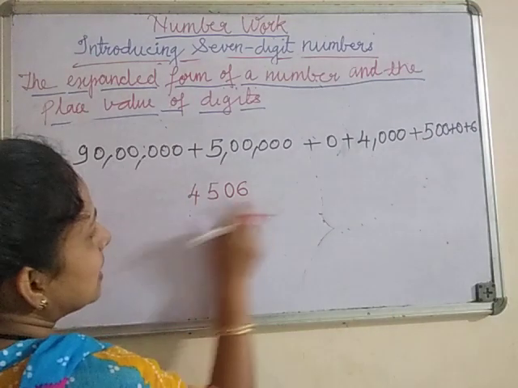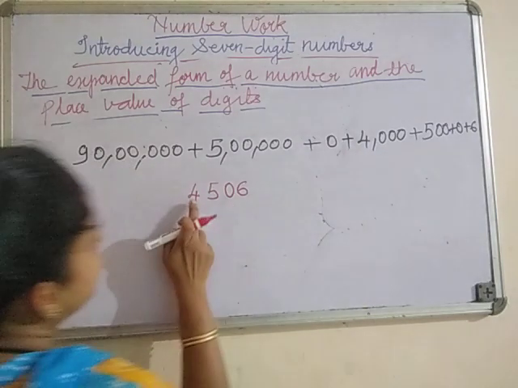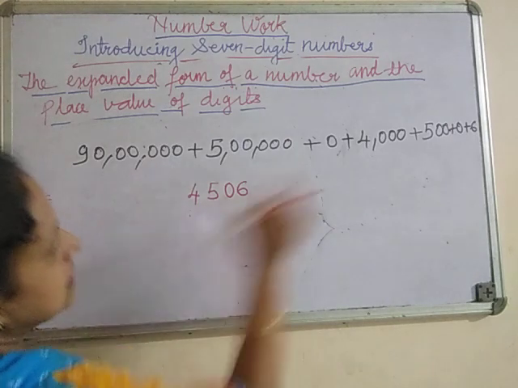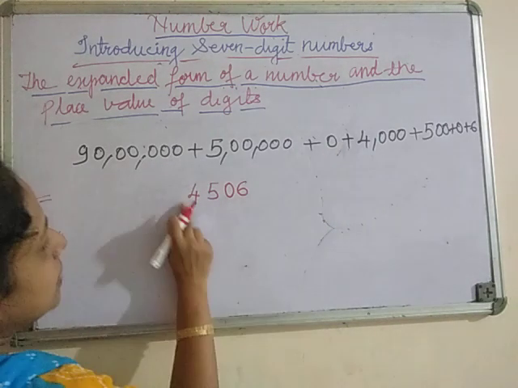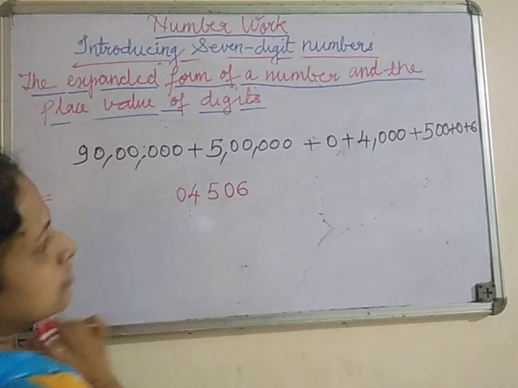So 1, 2, 3, correct? So 5 will come here. Then 1, 2, 3, 4. So 4 will come in the 4th place, right? So 4,506. Then in the 10,000 place we have 0 here, so you write 0.